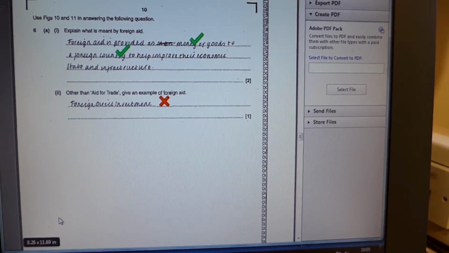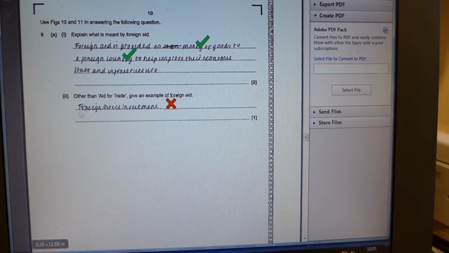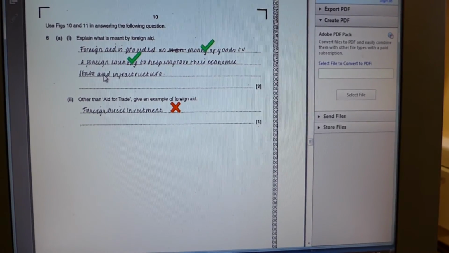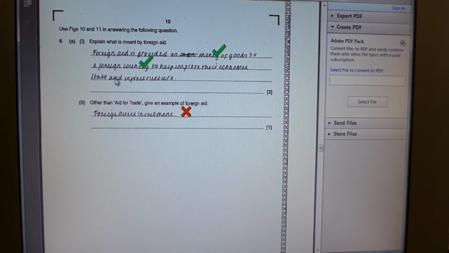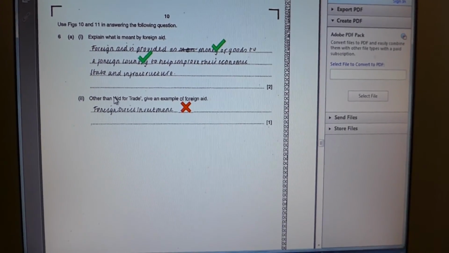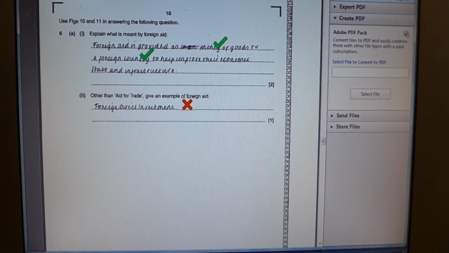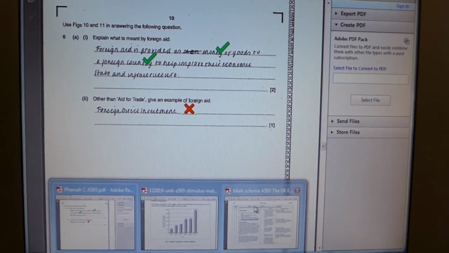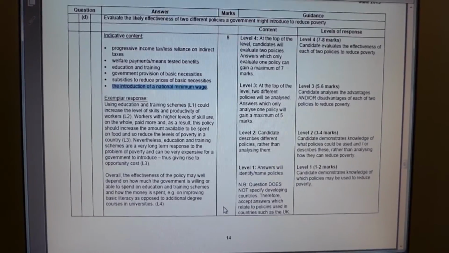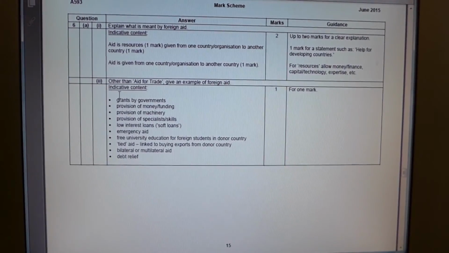Okay, 6, last 2 questions. Explain what's meant by foreign aid. Again, very straightforward. Just say that it's money and it's given to foreign countries. Other than aid for trade, give an example of foreign aid. Again, there's a long list.